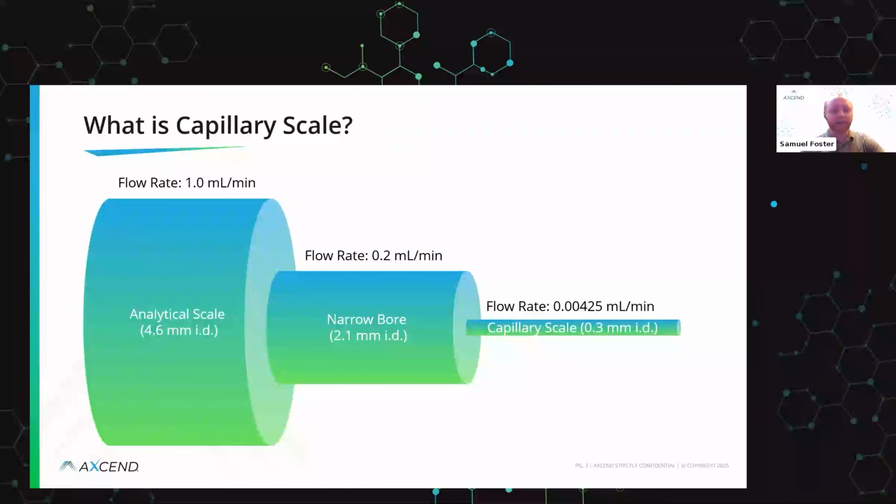But when we go down to the capillary scale, we're typically using columns that are about 0.3 millimeters in inner diameter or smaller. And so in this case, about 4 microliters a minute would give you the same linear velocity. So when we go down into these capillary scales, the flow rates get shrunk dramatically while the chromatography stays the same.